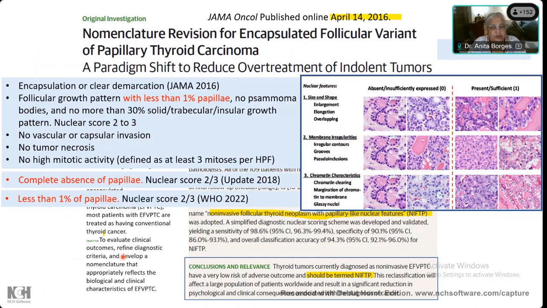That's the WHO definition. I believe if there are any papillae at all, you have to be careful that this is not a BRAF-rearranged tumor. I would be very loath to call something that has got any papillae at all an NIFTP, unless I'm sure that there is no BRAF mutation. And in routine practice, you cannot really be sure that there is no BRAF mutation, because who gets a BRAF on all of these cases.